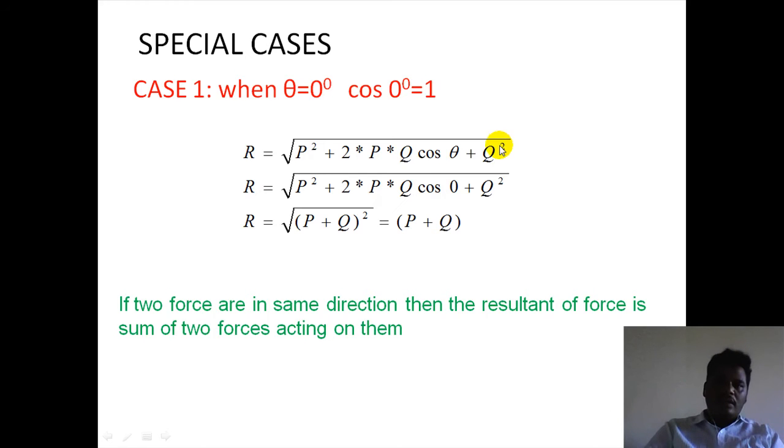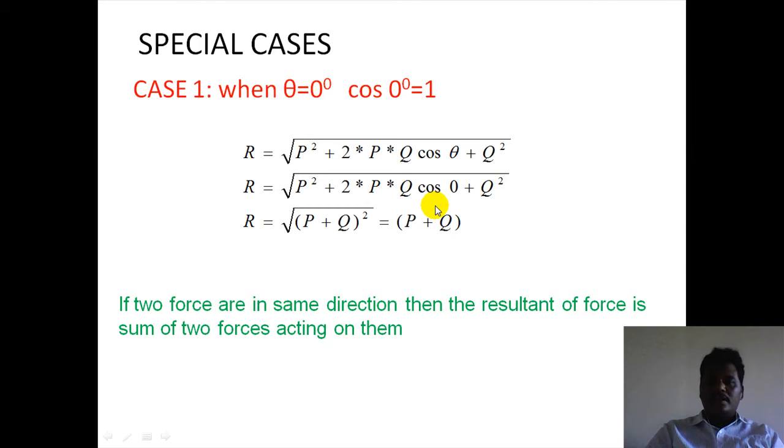Cos 0 is 1. Now R is equal to the square root of P squared plus Q squared plus 2PQ cos theta, which becomes P squared plus 2PQ cos 0 plus Q squared. Whenever cos 0 is 1, R is equal to P squared plus Q squared plus 2PQ cos theta.